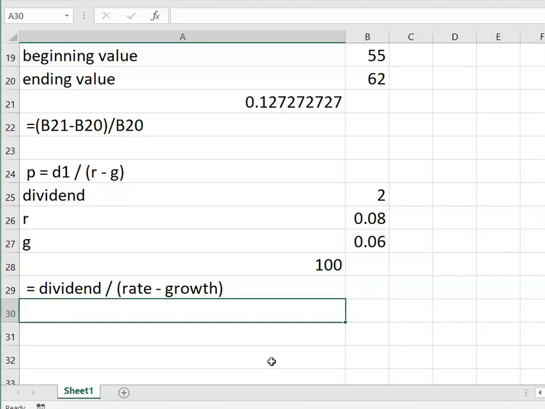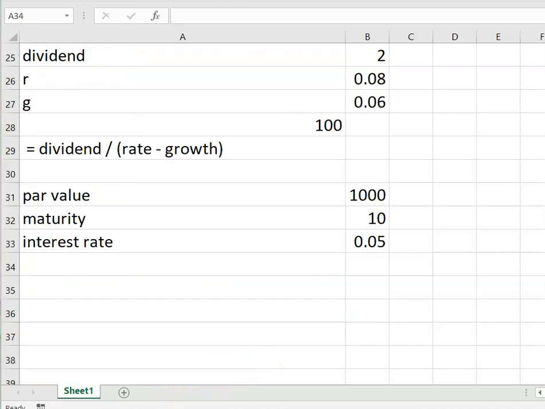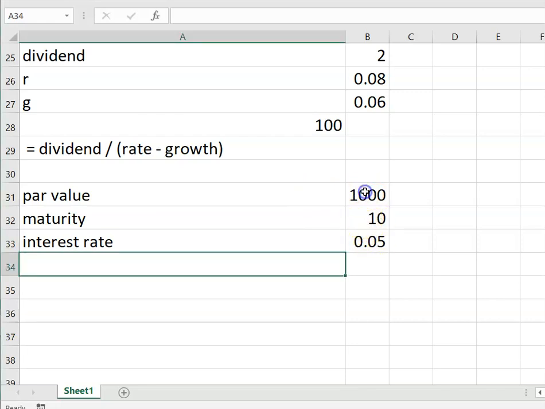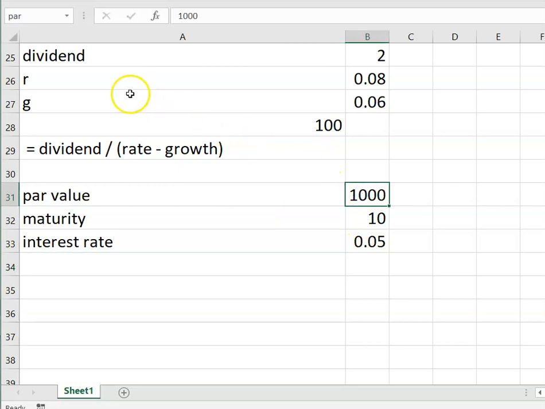Let's work a bond problem. Okay, I've set up a bond problem. This bond has a par value of, oh, sorry, has a par value of 1,000. Matures in 10 years with an interest rate of 5%. Notice again, I've named the cells. See up here, par, maturity, interest. That makes our formulas when we do them much easier to see.